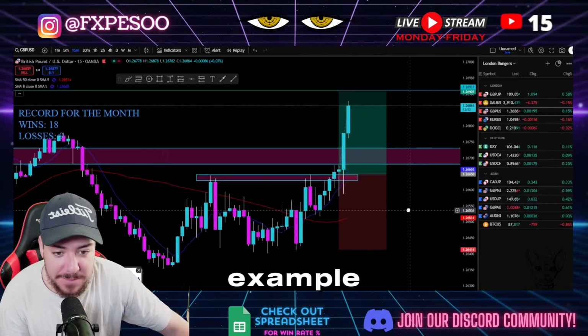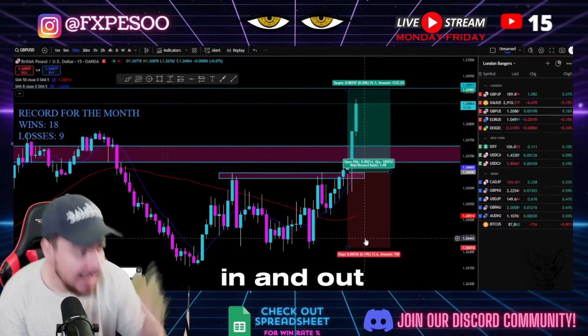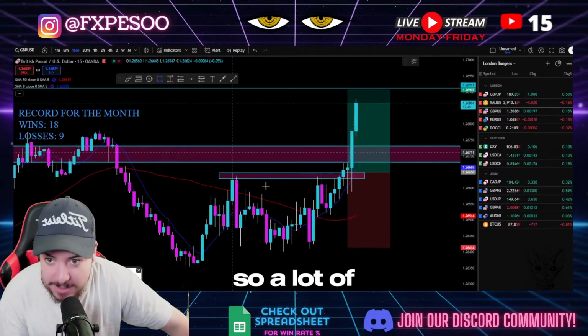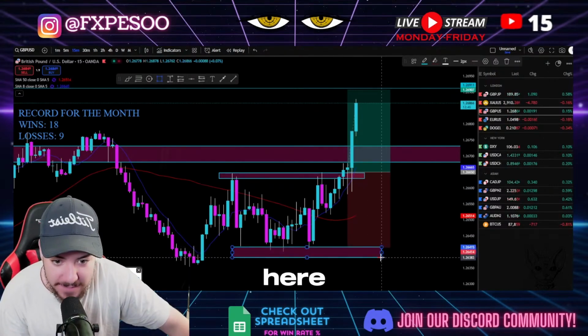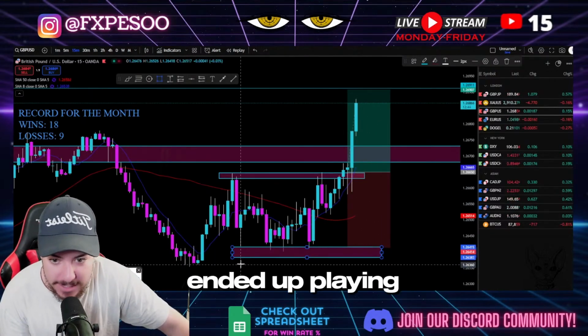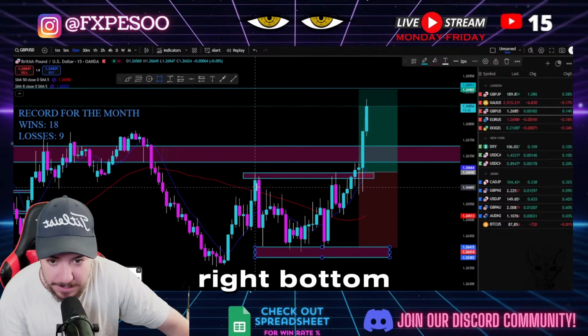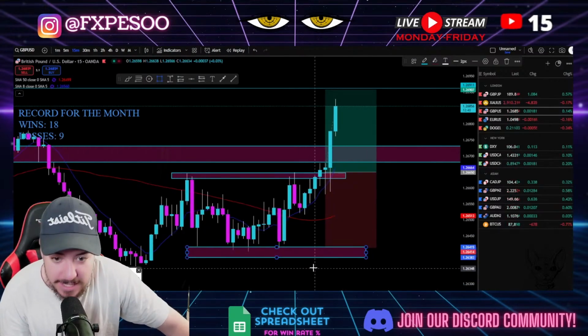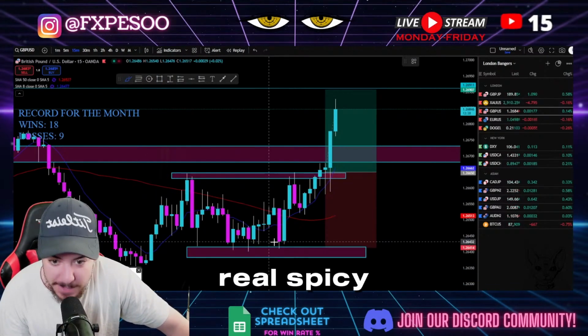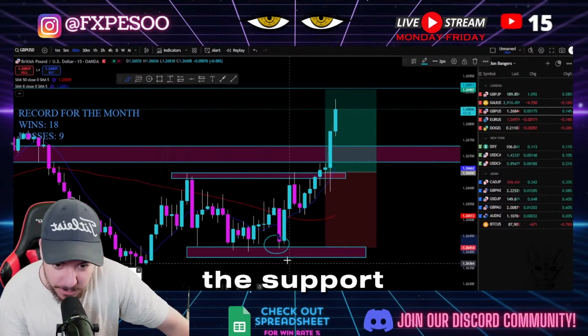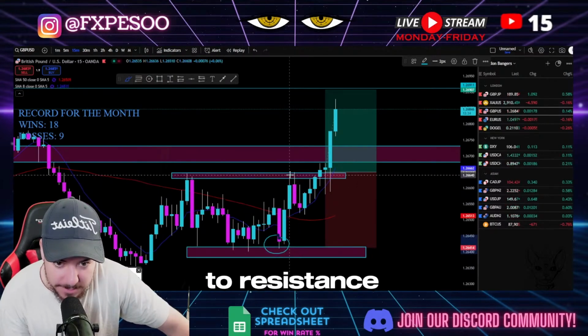Picture perfect example of what we've been teaching you guys in and out of this stream. So a lot of people might identify what we have here, before this trade actually ended up playing out, as a range. Bottom, top, we're bouncing around. Where this range got real spicy is the fact that we didn't break down through the support level. So we started working our way back up to resistance.